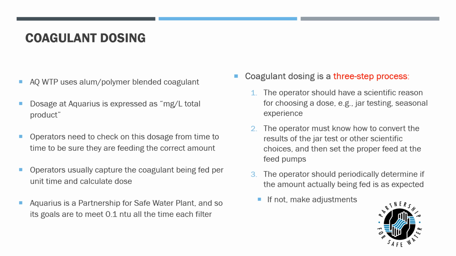So it's a 3-step process. They have a reason for choosing their dose. We've talked about this before, a jar test or some seasonal experience. Then they have to take that dosage that they've chosen in the testing and convert it to the actual feed rate of the pump. And then in the 3rd step, they got to make their rounds to determine if that's actually being met. And if not, of course, they make adjustments.